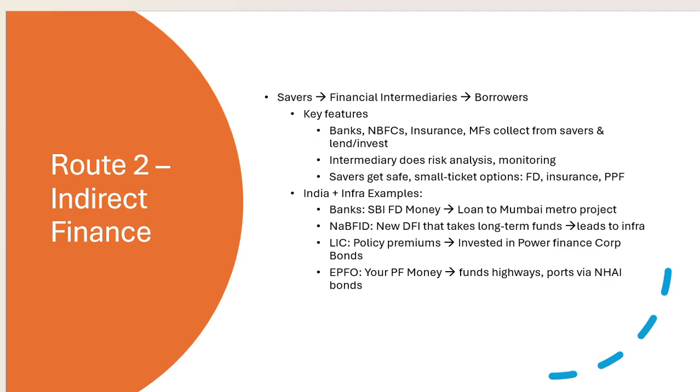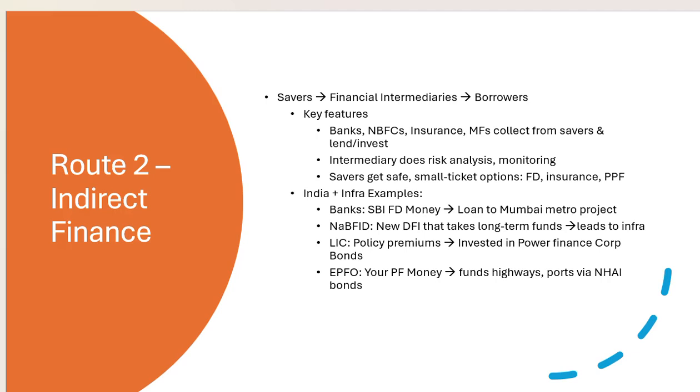You just believe, and the intermediate party will do all these things for you, and take a guarantee to keep your money safe. So that's the important thing, guys. They will take the guarantee to keep your investment safe. So the saver gets a small ticket option, like FD insurance and the PPF, Public Provident Fund.